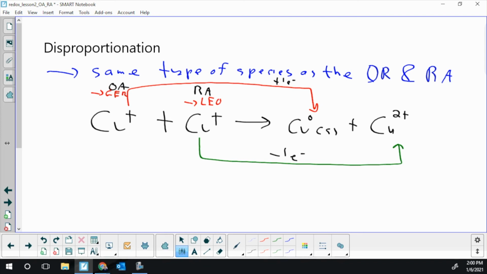There's lots of other possible disproportionations. We'll look at some other ones later. I'm not going to write these out. Water can potentially react with water. Okay? You see water in your redox table as an OA and an RA, so it could potentially disproportionate. Or a lot of the other metals with charges, iron 2+, can potentially react with iron 2+. Okay? The key being disproportionation has the same type of species acting as both the oxidizing agent and the reducing agent. And maybe make a little star on this page. You always get at least one question on your test.